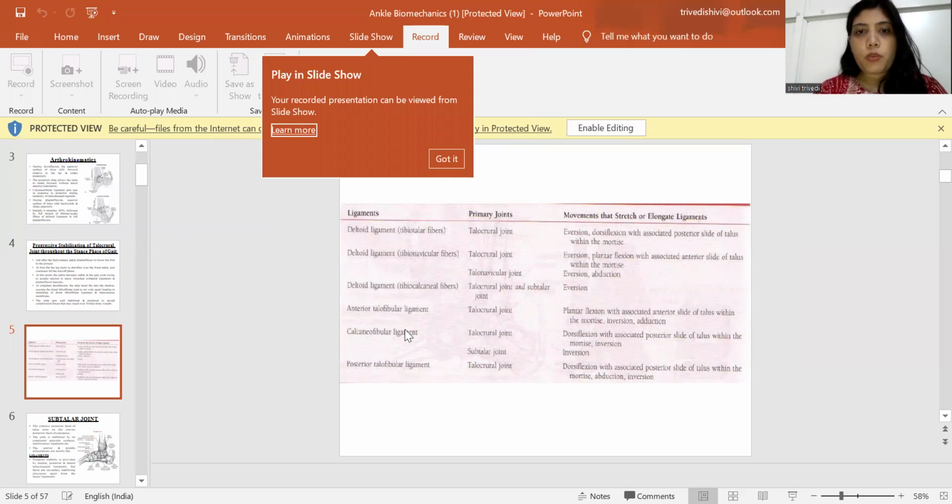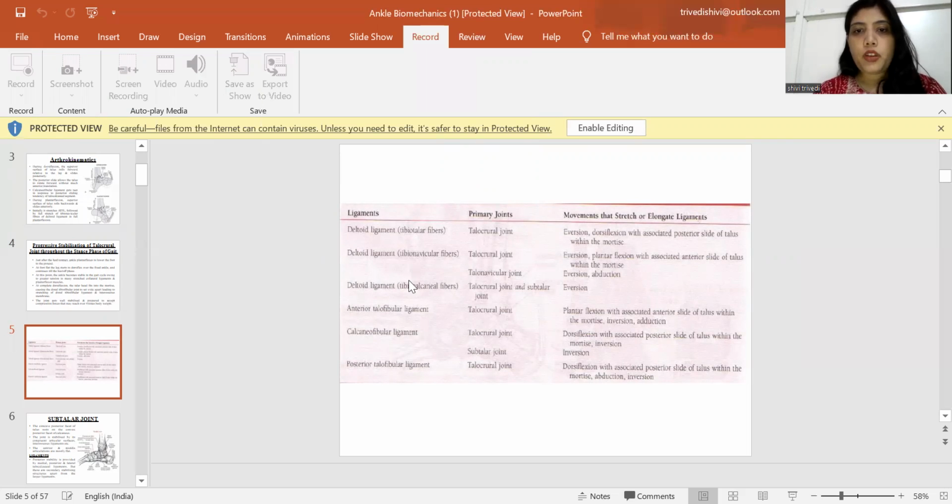Anterior tibiofibular ligament. Talocrural joint. This plantar flexion will be associated with anterior slide of the talus within the mortise, inversion, adduction. Calcaneofibular ligament. It is the talocrural joint. Dorsiflexion is associated with posterior slide of the talus within the mortise, inversion. Subtalar joint, inversion. Posterior talofibular ligament, talocrural joint. Dorsiflexion is associated with posterior slide of the talus within the mortise, abduction, inversion.